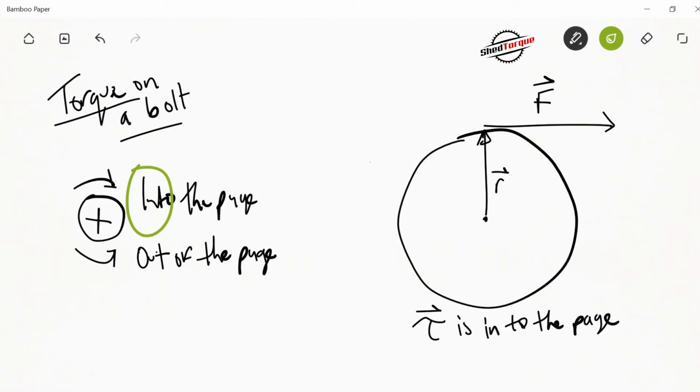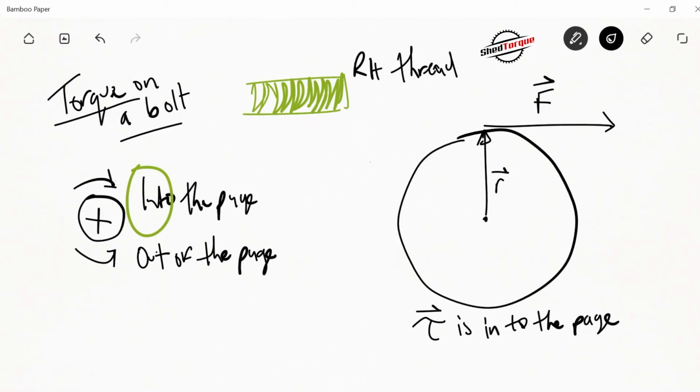The thread on a bolt, ignore my drawing, but yeah, that's the thread on a bolt. They have a particular helix pattern, so that bolt is called a right-handed thread. For bolts that are right-handed, this applies, obviously. For bolts that are left-handed, it's exactly the opposite.